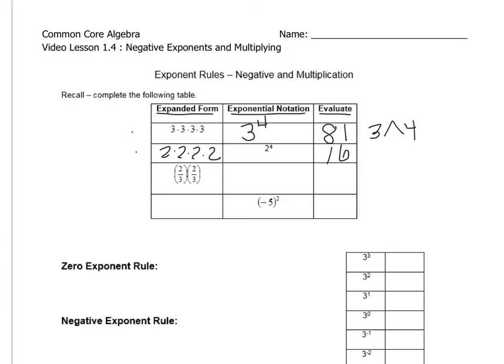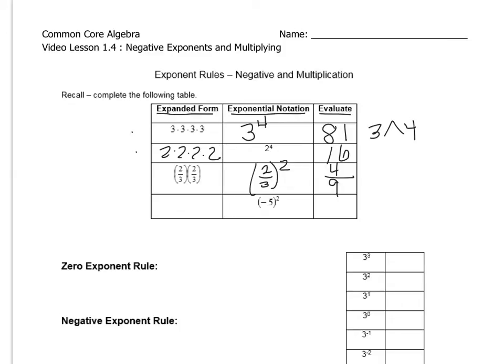Now 2/3 raised to the 2nd power, if it's in parentheses, keep it that way. That's the same as 2/3 raised to the 2nd power. That's exponential notation. And when you're raising a fraction to a power, all you have to do is apply that power to both the top and the bottom of the fraction. So 2 squared is 4, 3 squared is 9. The value of that expression, 2/3 to the 2nd power, is 4/9.